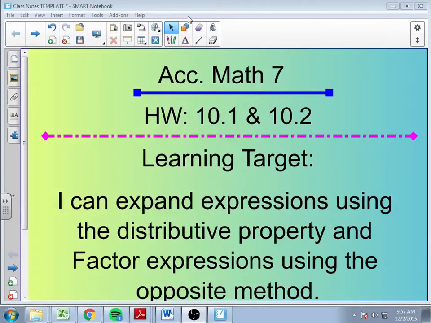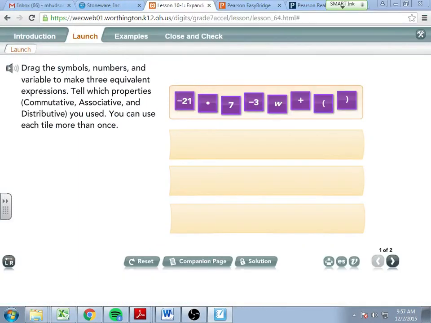expressions to make them smaller. So the first thing that we're going to do today with 10-1 is look at expanding expressions. But before we do it, we're going to talk about equivalent expressions. What's it mean to be equivalent?